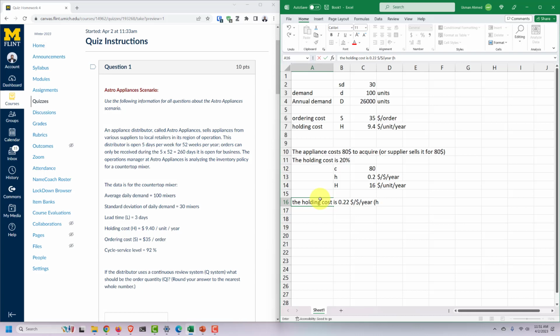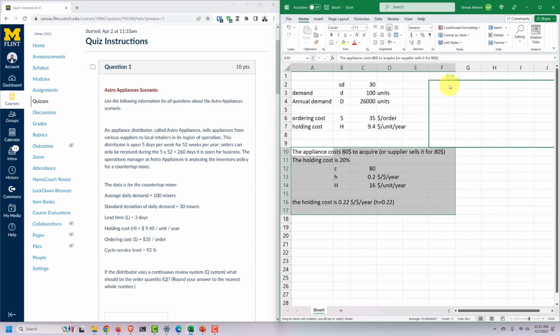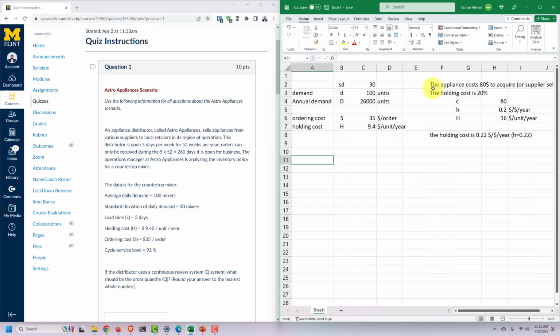That means that small h equals 0.22, because it's dollars per dollar. It's not dollar per unit. So it's small h. It's not big H. Big H is always dollars per year. So this is your big H. Remember this: the difference between small h and big H in holding cost.